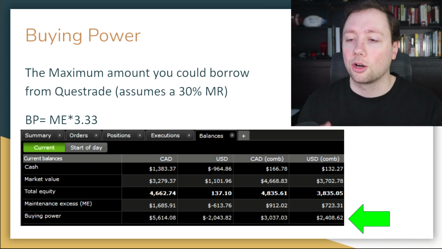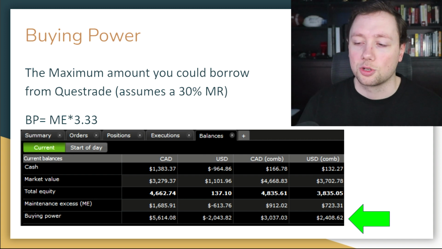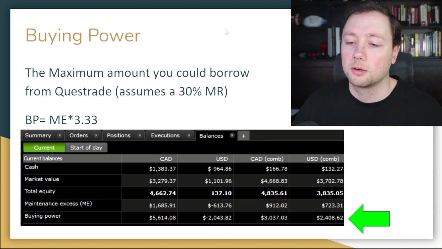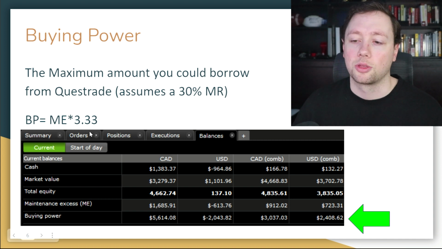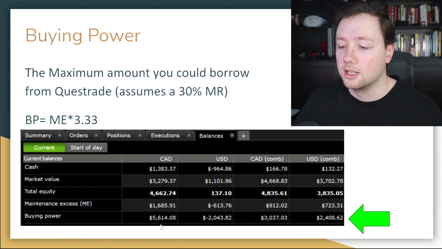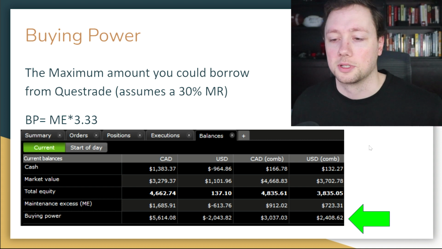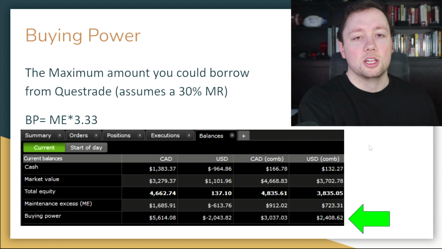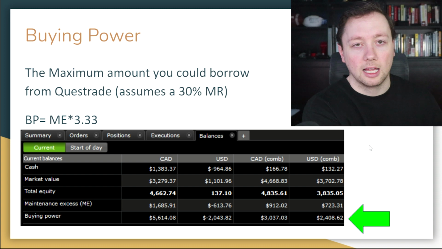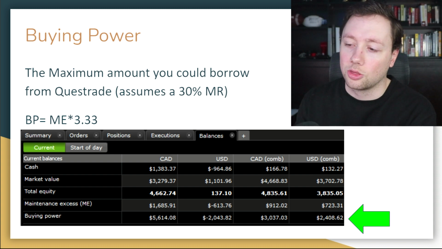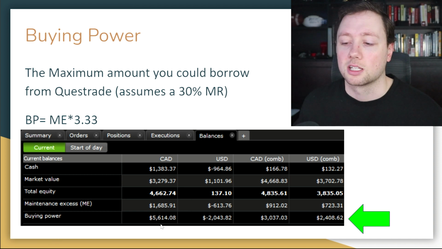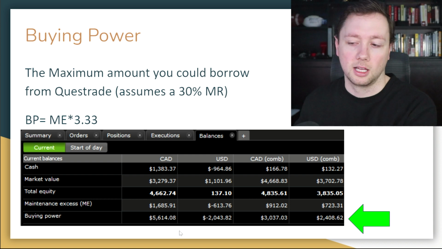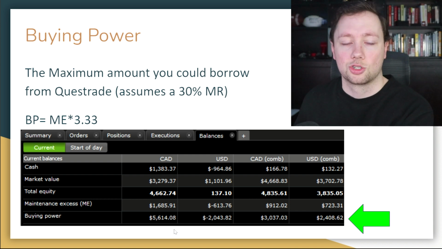Now, to calculate your buying power, Questrade assumes a 30% margin requirement, which means all you have to do is multiply your maintenance excess by 3.33. As you can see, these numbers pretty much align, and so do these ones. And so what this is saying is that you have X amount of equity left in your account that is not being margined against. If you buy securities with a 30% margin requirement, you could buy up to, in this case, $5,600 worth of that security. That's how you read and understand this chart.